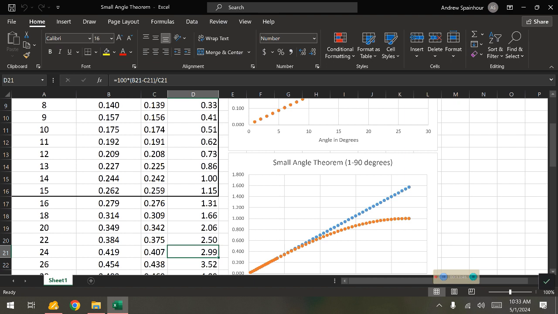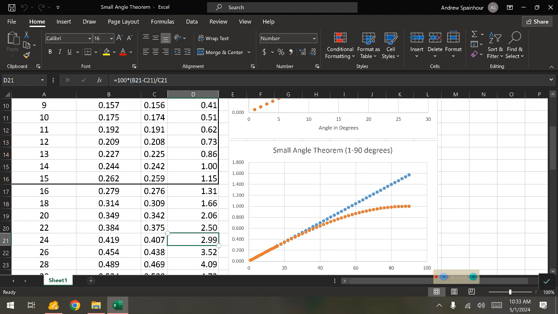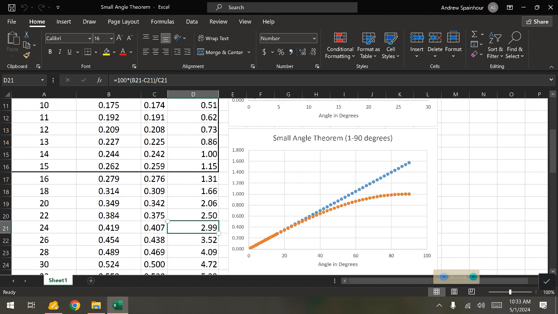Now, what you're noticing over here is the relationship between sine theta, the first quarter of it, between 0 and 90 degrees, and a linear function. Basically what I'm saying is, if you look at this chart, can you tell much of a difference between blue and orange until about 15 degrees? No, not much at all.